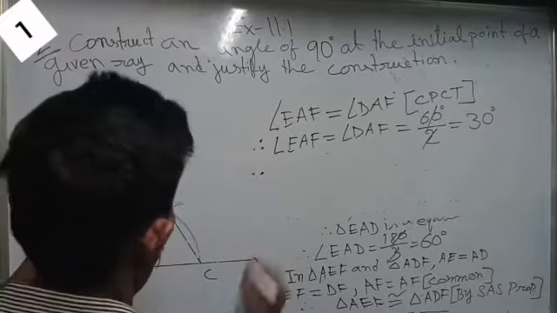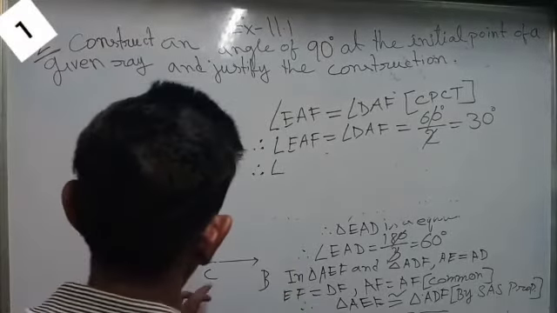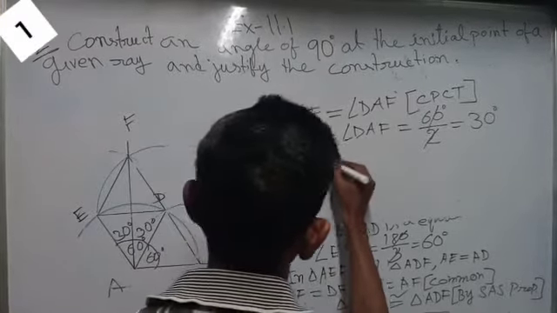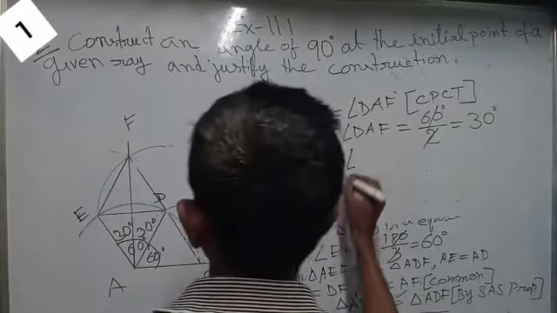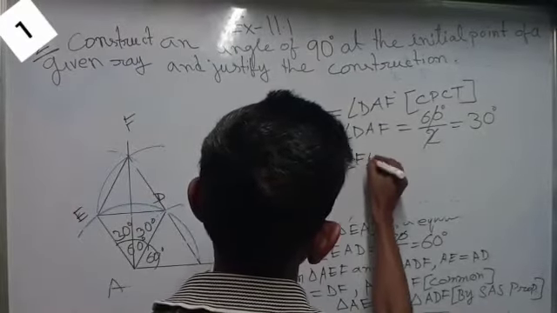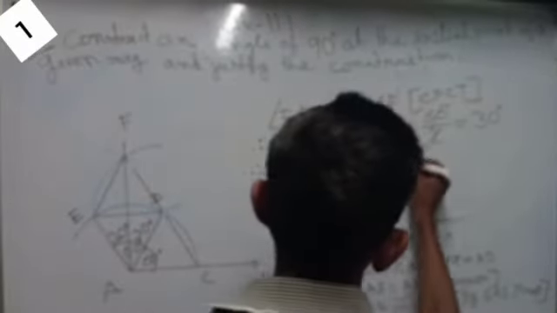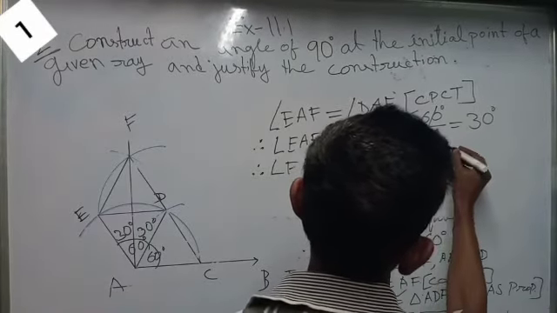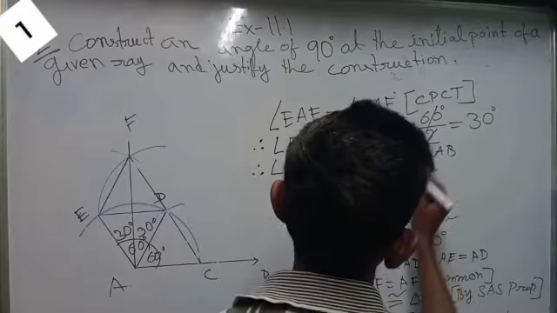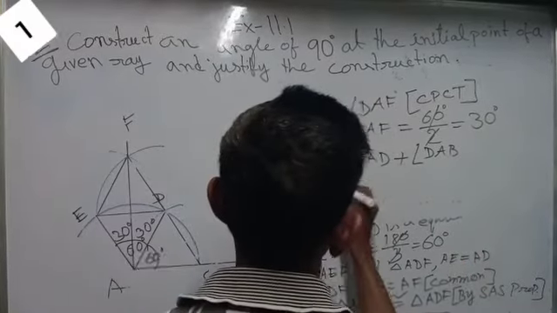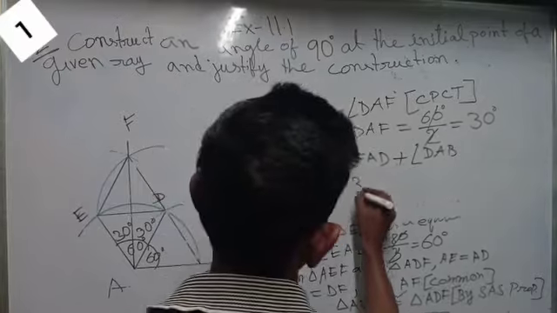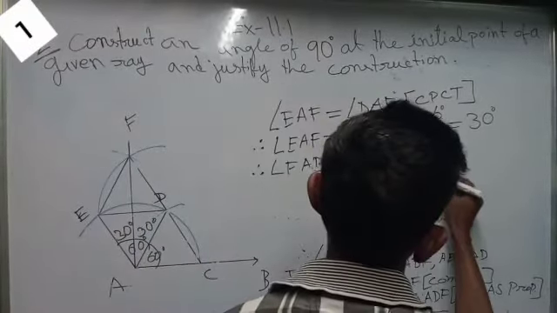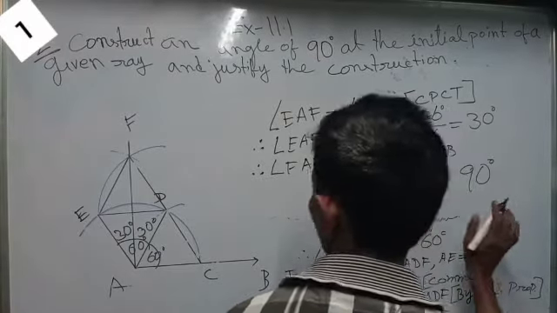So therefore, angle FAB equals angle FAD plus angle DAB. FAD 30 degrees plus DAB 60 degrees equals 90 degrees. Justified.